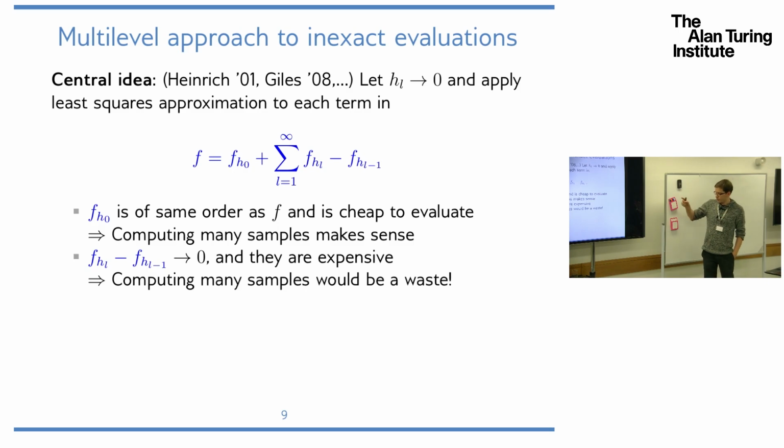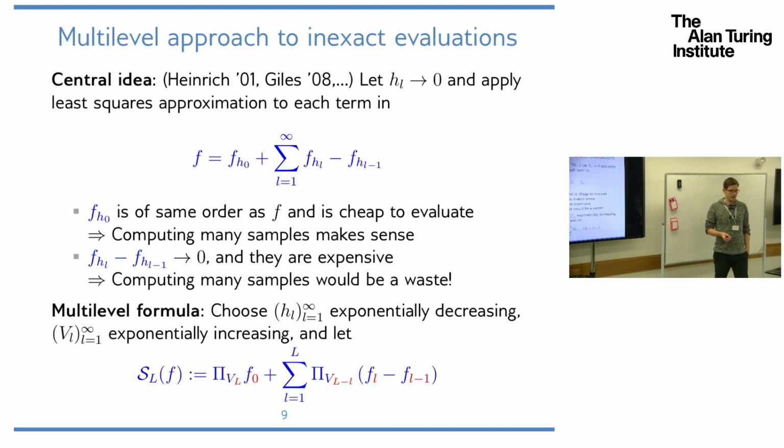And the additional terms, the correction terms, they become smaller and smaller with larger l's, or with smaller h's. And they are also expensive. So for those, you actually don't want to compute a lot of samples. Instead, you only compute a few samples, meaning you use a small polynomial subspace that only gives you corrections in the most important coefficients of your function f. Okay, and based on this intuitive understanding, you define a multi-level approximation by choosing an exponentially decreasing sequence of h's and exponentially increasing sequence of polynomial spaces. And then you define the multi-level formula by applying the least squares approximation with a large polynomial subspace to this cheap function f_0. And then you add the correction terms where you use smaller and smaller polynomial subspaces to these higher order corrections that become more and more expensive.